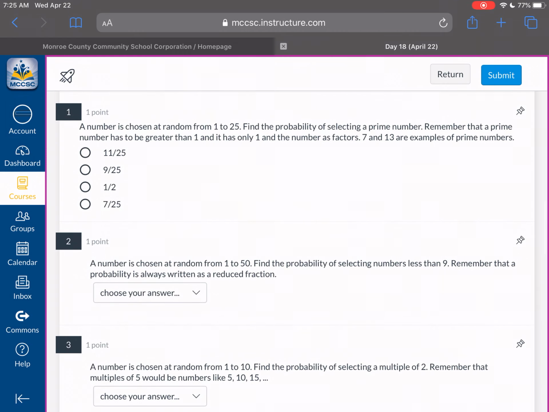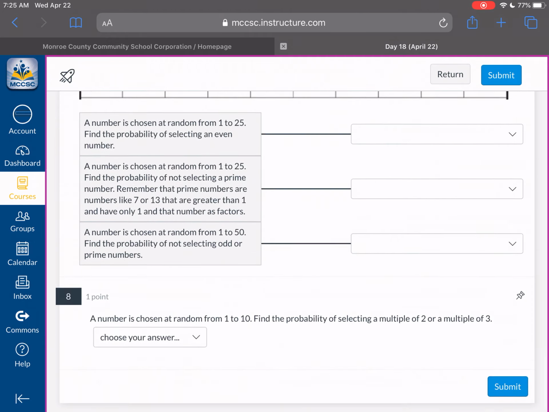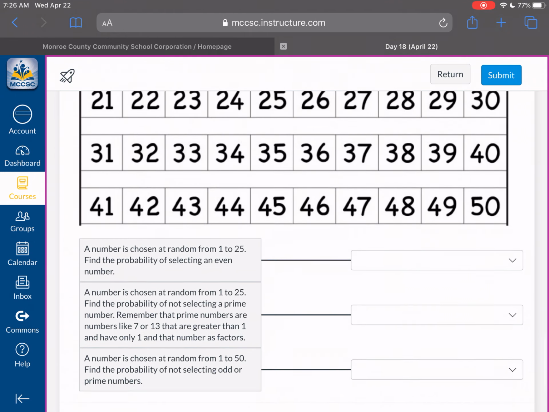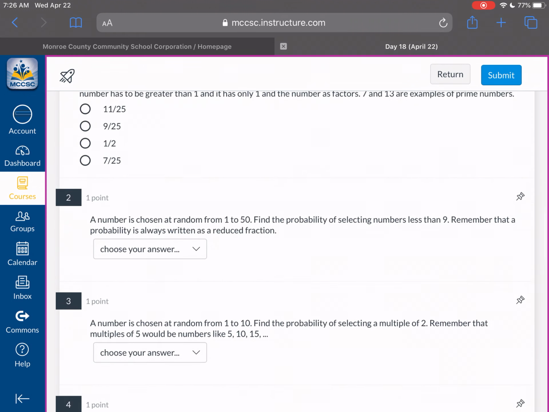Okay, so I'm going to do the first 3. There are 8 total, so that seems pretty fair. Maybe I'll do the first 4. We'll see how I feel.